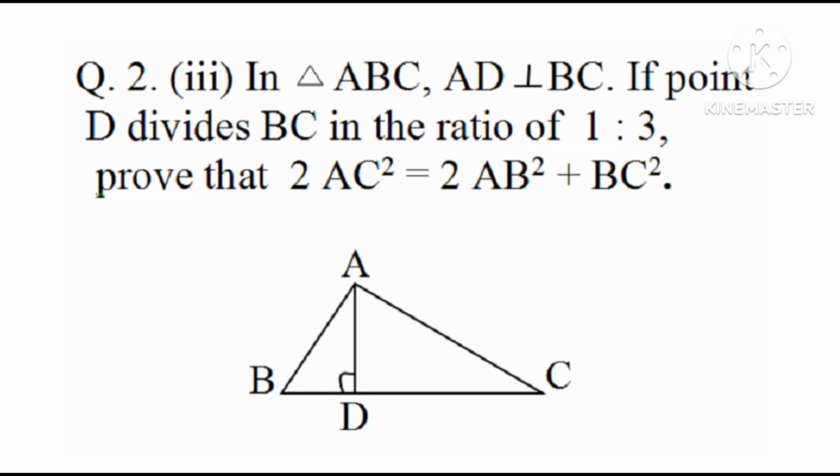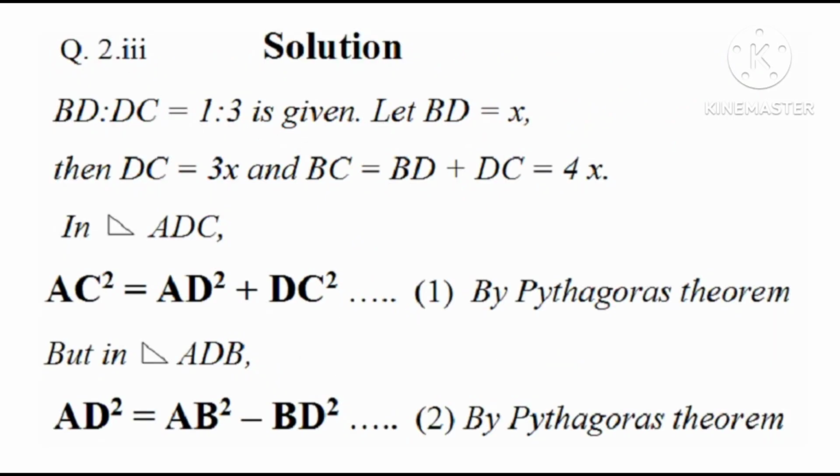Question 2, 3 is shown here. It is given that point D divides line BC in the ratio of 1:3. Therefore let BD equal x. Then DC will be 3x and BC will be 4x.